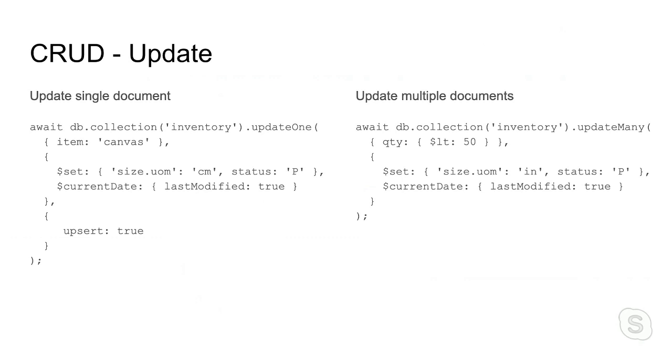In the first example, you can see the options again, which is called upsert true. What it does, in this case, is it will try to find a document where the item is canvas and update it. But if it doesn't find it, it will create a completely new document. So we are using this for some data in our project. When we try to update it, if it's not there, just create it because we need it in the database.